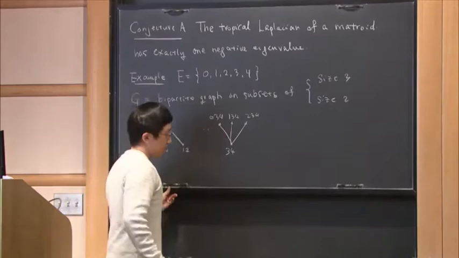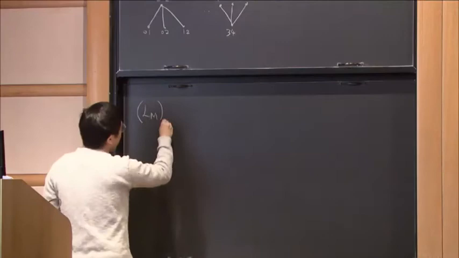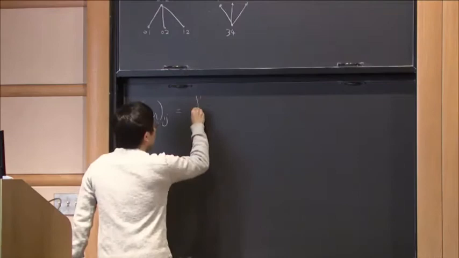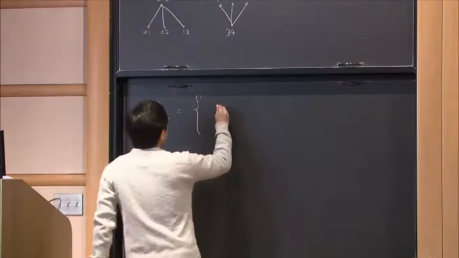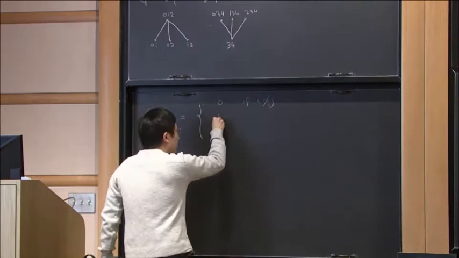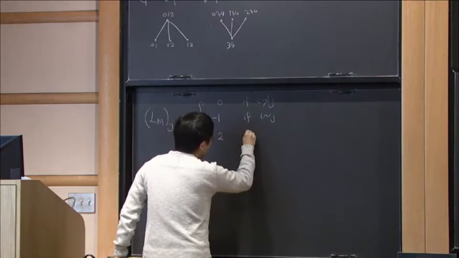And associated to this graph, I'm going to define a real symmetric matrix, L of M. Here, M stands for the matroid behind the picture, which is the uniform matroid, defined by the following rule. So this is a 20 by 20 symmetric matrix, where rows and columns are indexed by the 10 plus 10 vertices of your graph. And the entry is 0 if ij is not an edge, and minus 1 if vertices i and j are connected by an edge, and all the diagonal entries are 2.